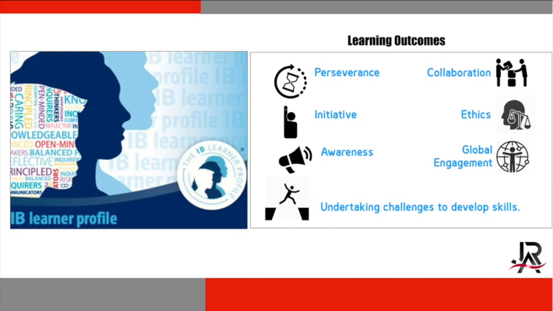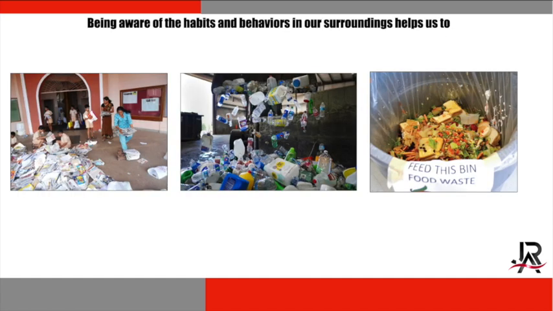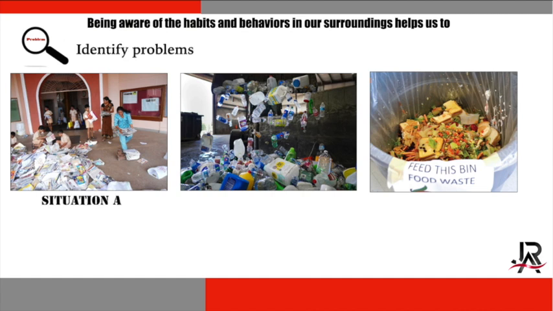At this point, you may be wondering, how can I engage in service experiences? One way to identify areas in which you can take action is by looking around and becoming aware of the habits and behaviors in your context that can be improved. This awareness will help you to identify problems for which you may be able to design a solution. For example, you may find that in your context, in your school or your community, there is a problem with paper waste, with single-use plastic bottles, or with food waste.